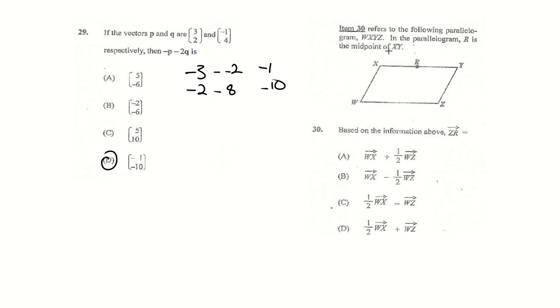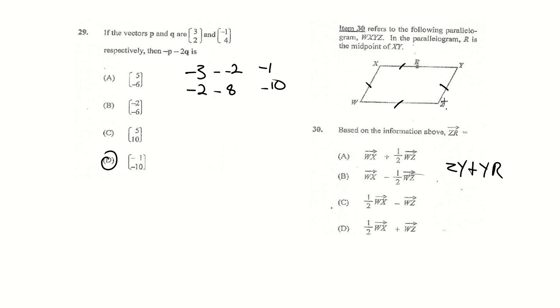This one here, let's see. Item 30 refers to a parallelogram in which R is the midpoint of that. Based on the information, we want ZR. So this is parallel to this, and this is parallel to this, right? We'll go from Z to Y plus Y to R, right? So you're looking at ZR.